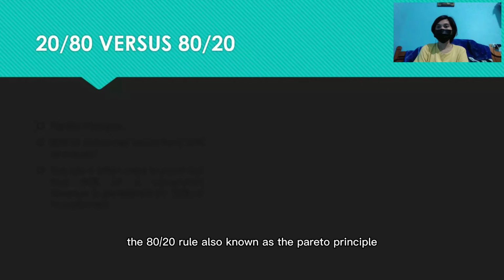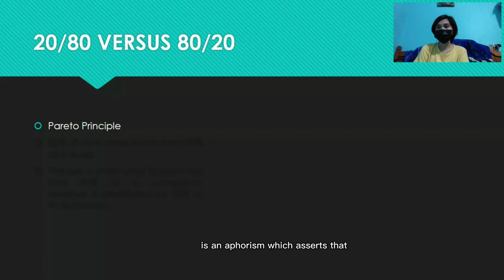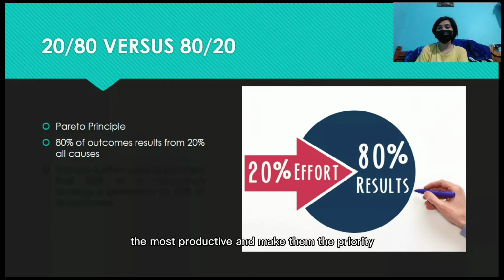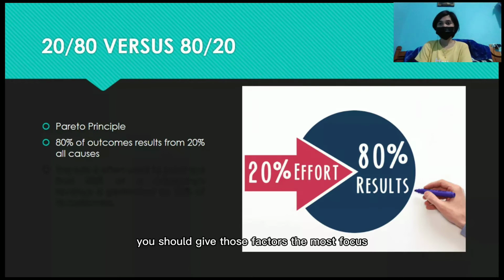The 80/20 rule, also known as Pareto principle, is an aphorism which asserts that 80% of outcomes or outputs result from 20% of all causes or inputs for any given event. In business, a goal of the 80/20 rule is to identify inputs that are potentially the most productive and make them the priority. For instance, once managers identify factors that are critical to their company's success, they should give those factors the most focus.